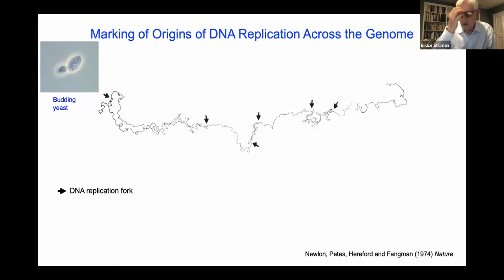Some origins fire earlier than others. And this is a programmed system in all eukaryotic cells that actually corresponds, as we heard from Nancy Kleckner's talk, to the organization of the nucleus.